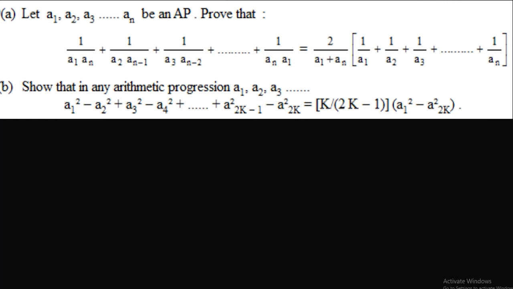Now here the question is, let a1, a2, a3, ..., an be an AP, then we need to prove that 1 upon a1 an plus 1 upon a2 a(n-1) plus 1 upon a3 a(n-2) up to 1 upon an a1 is equal to this right hand side.